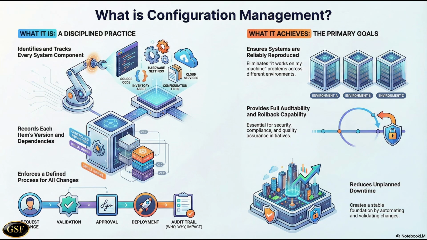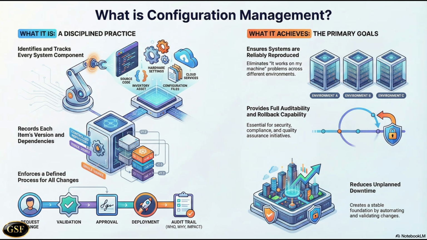Configuration management, or CM, is a disciplined practice for establishing and maintaining the consistency of a system's functional and physical attributes throughout its life cycle. It does this by identifying every component that makes up an environment: source code, libraries, binaries, configuration files, data schemas, hardware settings, network topologies, and even cloud service definitions. It records each item's version, relationships, and dependencies, and stores it in a controlled repository.